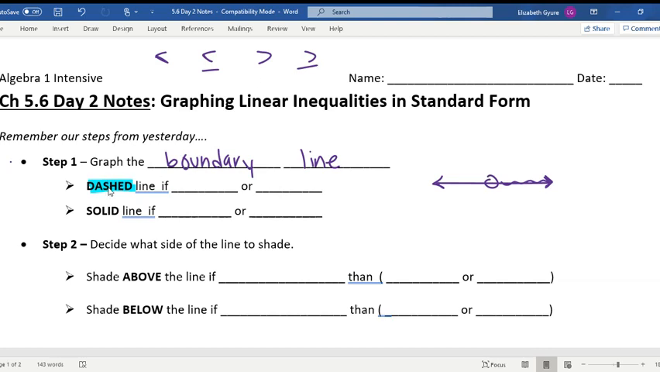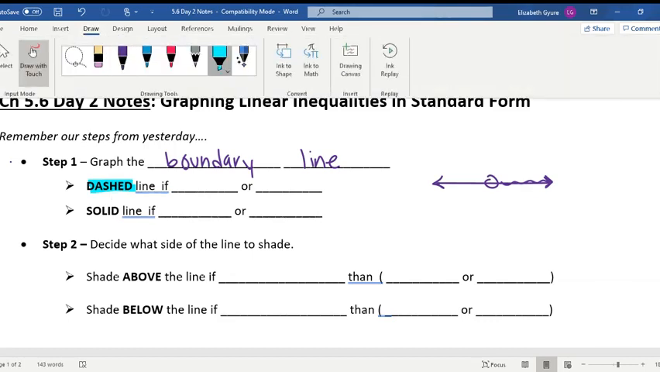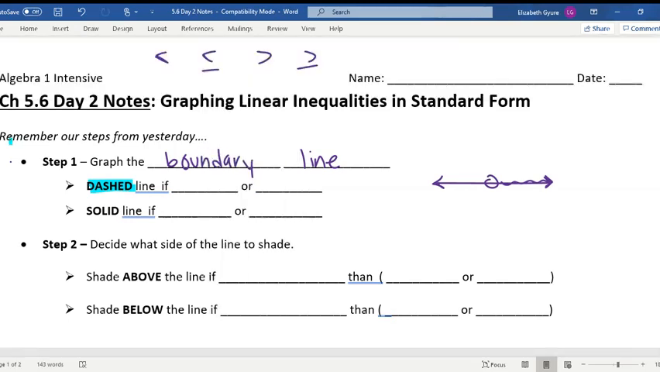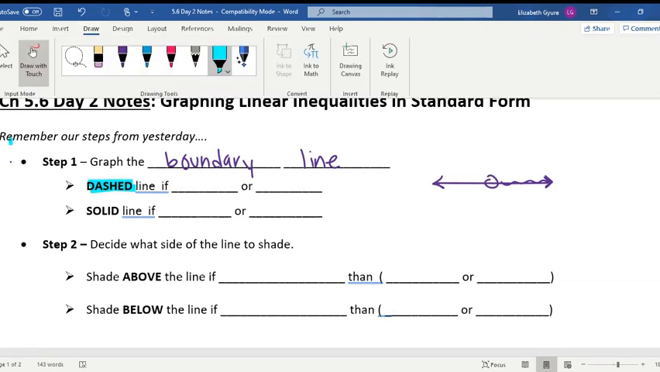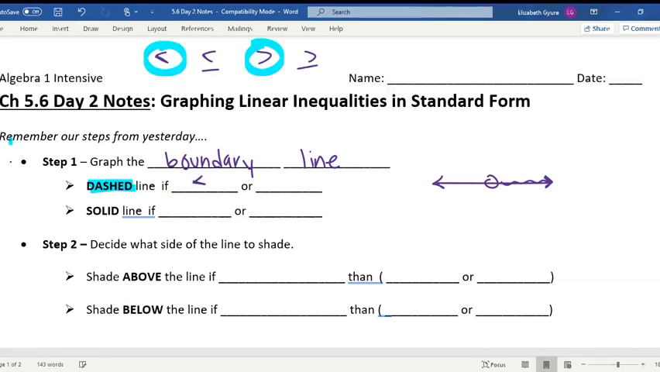So for this, a dashed line, Corey, is kind of like that open circle. So we used a dashed line when it's actually not equal to. So we will use our dashed lines for just a basic less than or a greater than. So we use our dashed line if we're dealing with less than symbols or greater than symbols.